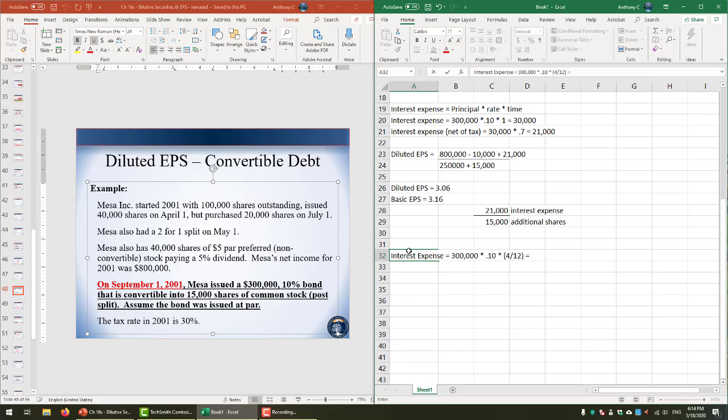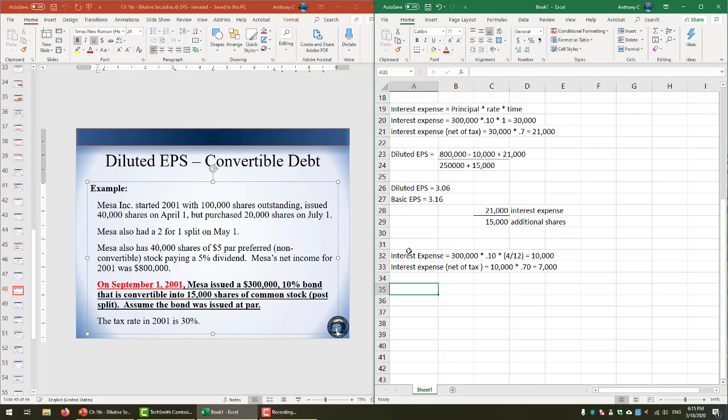So in this case, if we multiplied everything through, we would get out to $10,000. Again, we need to add interest expense to the numerator net of tax, since everything that goes into net income is net of tax. So interest expense net of tax is going to be $10,000. Tax rate's 30%, so only 70% of the expense goes into net income, and we get out to $7,000.